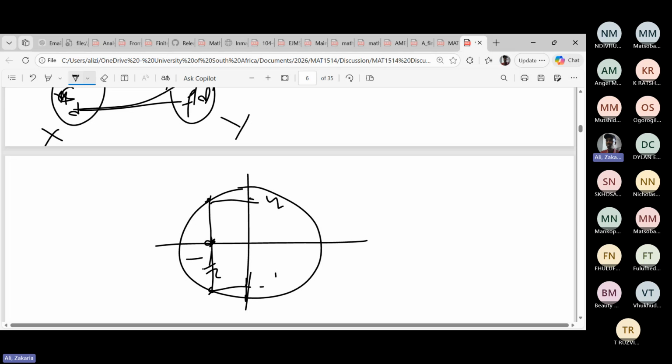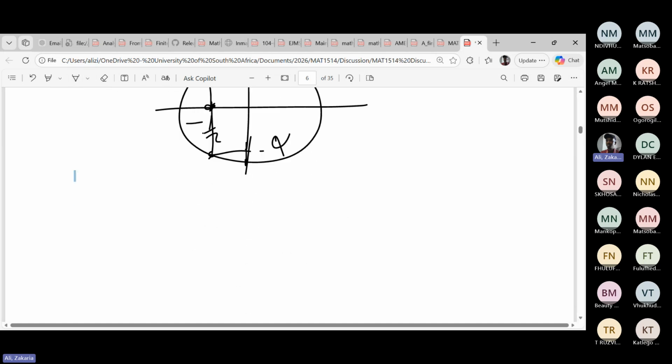One value is negative and the other I'm going to call minus alpha, and this one I'm going to call plus alpha. You see, if for x equal to negative half you get two different values, a negative value and a positive value, then this is not a function, right? So the circle is not a function. Now the question is, how do we make it a function?